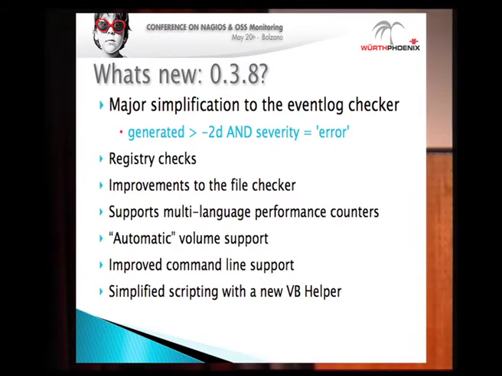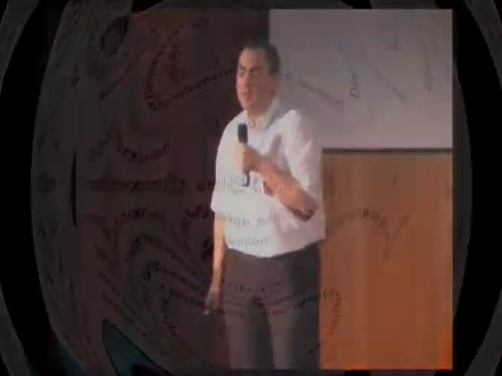There's also some stuff for register checking. There's a lot of improvements to the file checking subsystem and the various components for that. Is this Microsoft Wider working? I sometimes get the impression that it doesn't. Oh well. It does support multi-language performance counters, volume support, improved command line support, and a pretty cool new helping thing for writing Visual Basic scripts, which OP5 helps out with. So thanks to them. There's also, of course, a lot of fixes and other stuff as well.